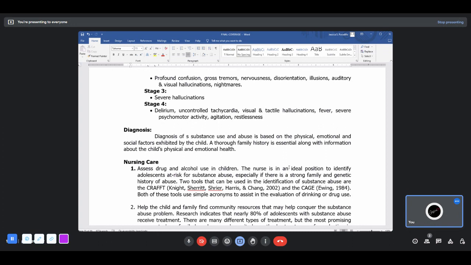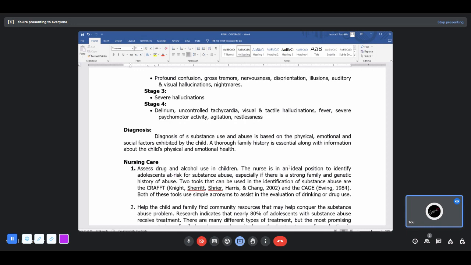So, nakakakita or yung feeling nila may nagtatouch sa kanila na wala naman. Okay? That is a tactile hallucination. For example, may spider na gumagapang sa kamay ko, tingnan mo wala namang spider. So, tactile yon, nararamdaman nila. There is also a fever, severe psychomotor activity, agitation, and restlessness.